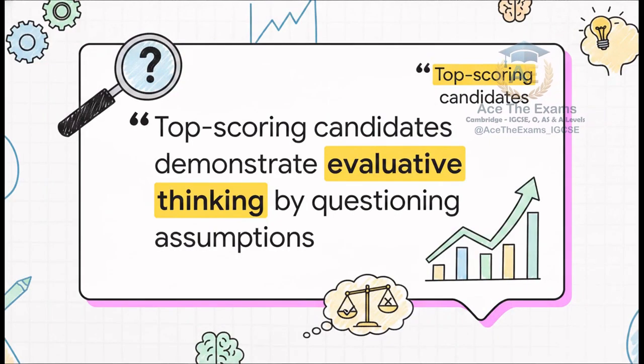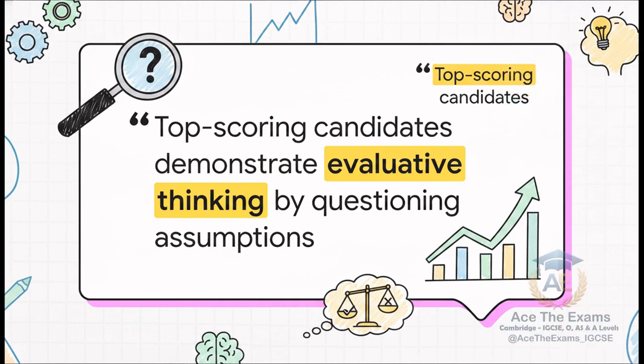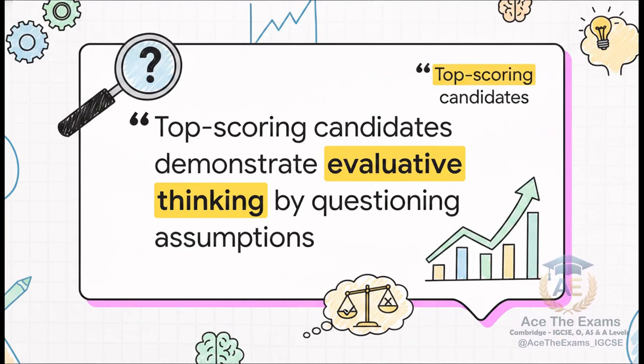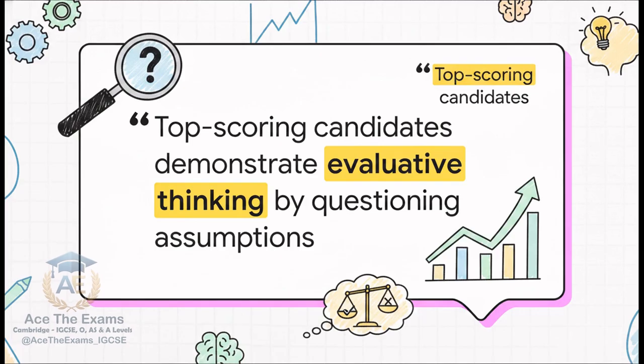I absolutely love this quote from the Principal Examiner Reports. It says, top-scoring candidates demonstrate evaluative thinking by questioning assumptions and justifying decisions with evidence. Let's do a live, quick mental rewrite of a flawed answer right now to see this in action. Imagine a student writes this: dy/dx equals 2x minus 4. x equals 2. Area is 10. Sounds fast, right? But it's weak.